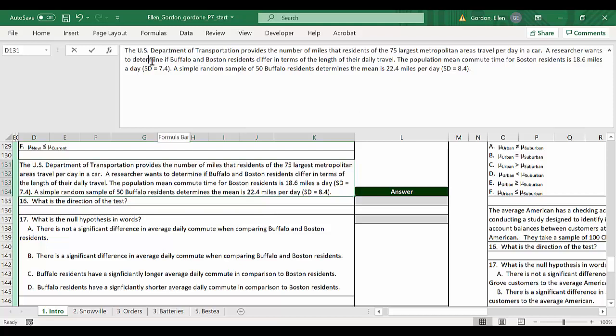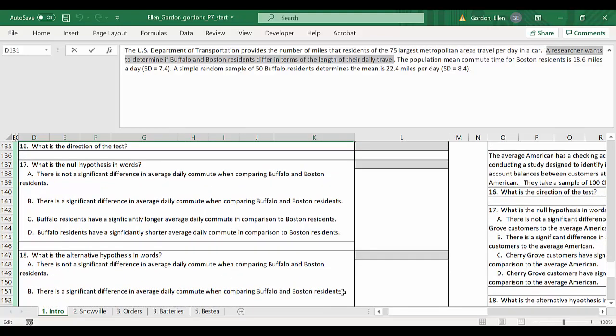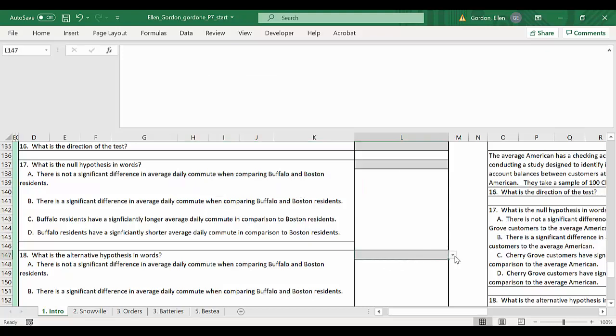So they want to determine if the residents differ in terms of daily travel. So the researcher isn't predicting that they think Boston residents travel more or Buffalo residents travel more. So this is going to be a two-tailed test, and they're just looking to see if there's a difference. So the correct answer would be B.